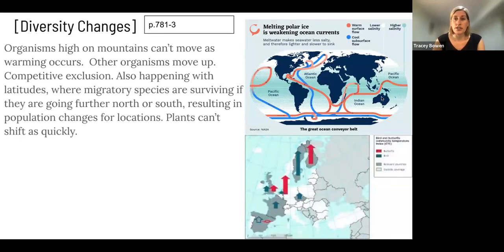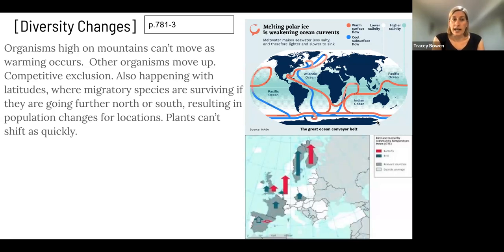Additionally, diversity changes are occurring for organisms. So what organisms can live where? These changes are occurring on mountaintops and related to different latitudes. So organisms that live high on mountains can't move up as warming occurs. The other organisms move up from lower down on the mountain and then start competing for resources higher up the mountain. And potentially competitive exclusion is happening here, where one species is outcompeting the others.